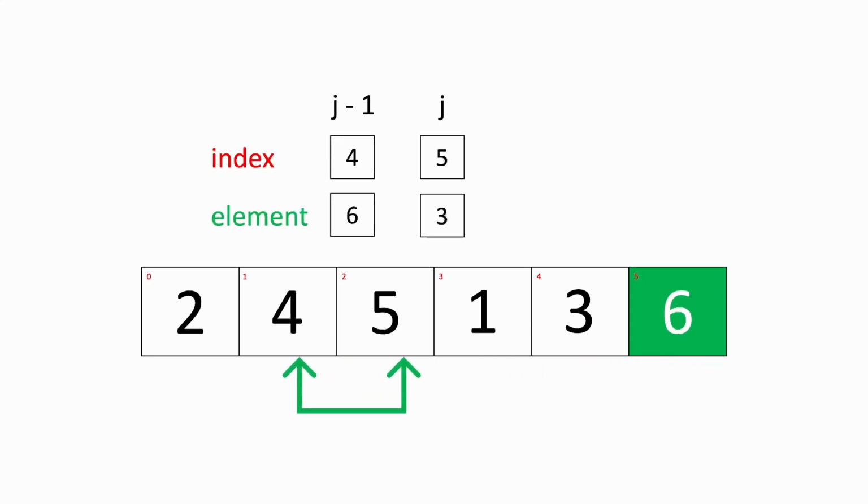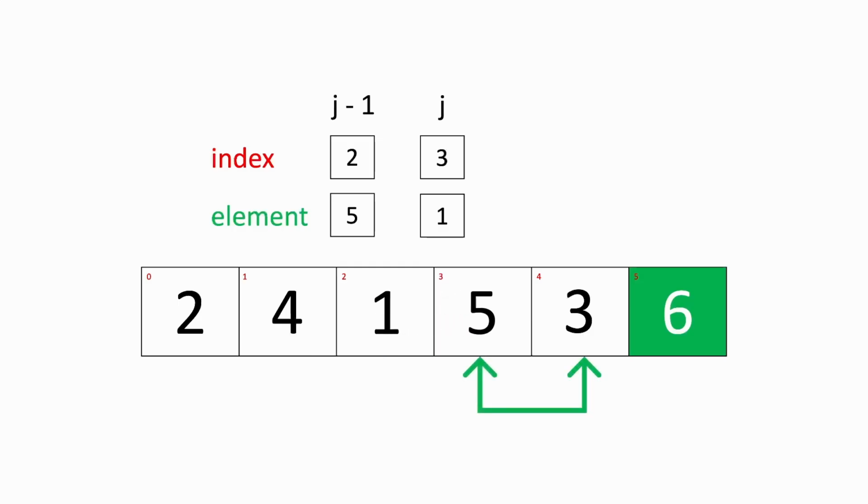So we restart. We reset the variable j back to 1, and now we compare 2 and 4. 2 is not greater than 4, so we don't do anything. We move on to the next two elements. 4 is not greater than 5, so we move on again. Now, is 5 greater than 1? Yes, so we go ahead and swap these two elements. And we move on to the next two.